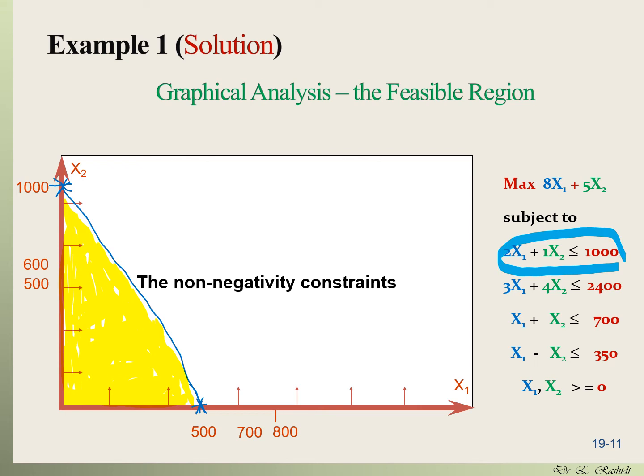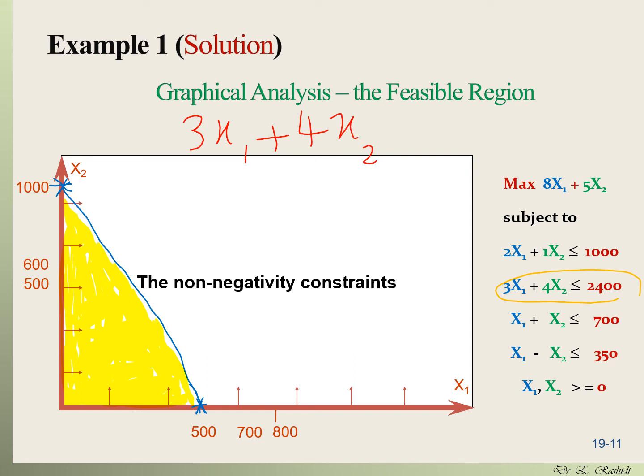Now let's move on to the next constraint. This is the next constraint: 3x1 plus 4x2 should be less than or equal to 2400. This is the processing time constraint. I'm going to write it up here: 3x1 plus 4x2. I'm going to forget about the inequality and instead think about the equality, so the line. We want to plot this line. Again, we have to find 2 points and then connect them together to get the line.